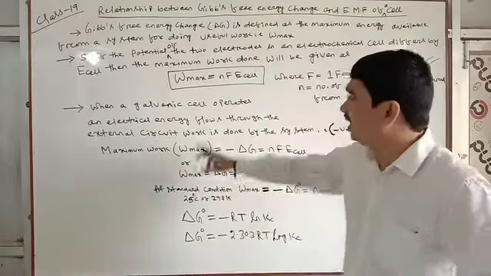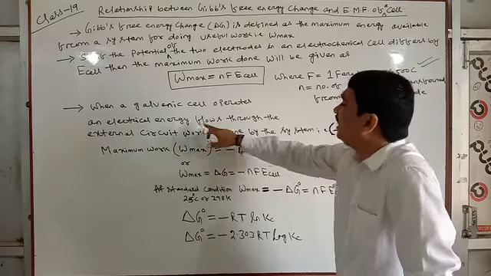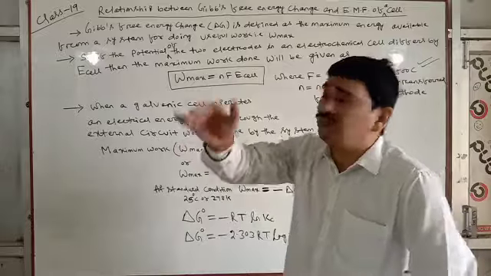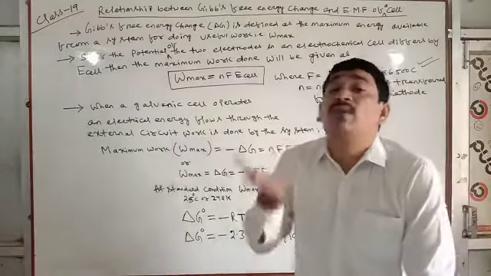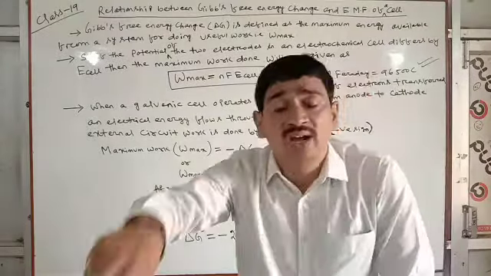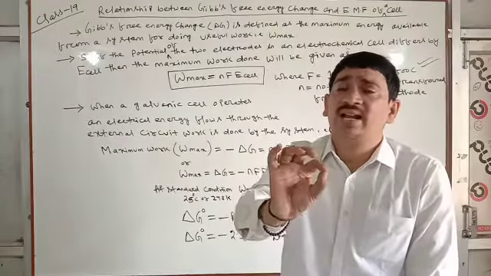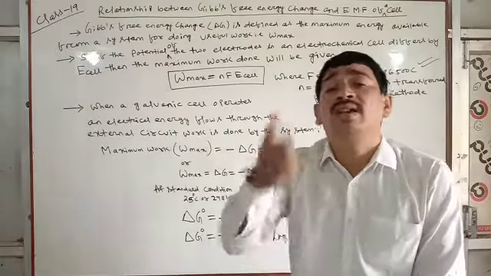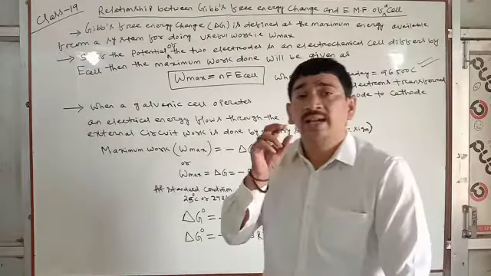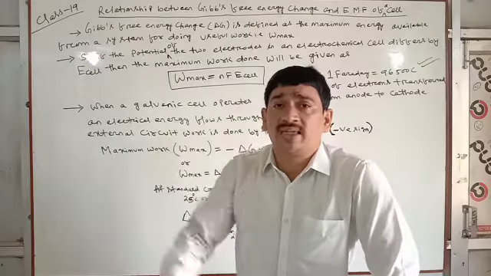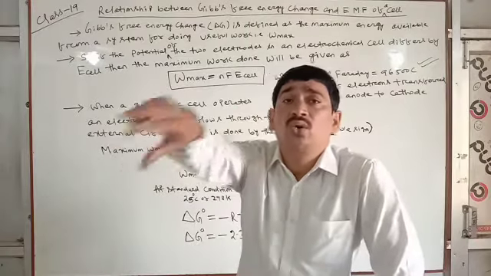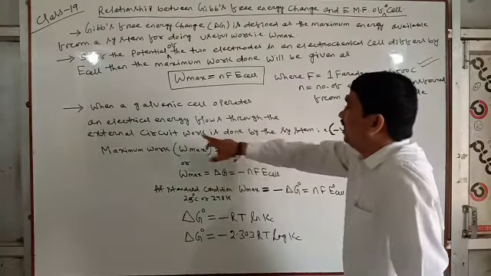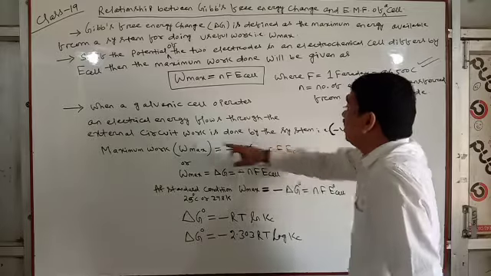So, when a galvanic cell operates, electrical energy flows through the external circuit. Electrons flow from anode to cathode. Current flows from cathode to anode. Electrons flow from anode to cathode, current flows from cathode to anode. Clear? So when a galvanic cell operates and electrical energy flows through the external circuit, work is done by the system.